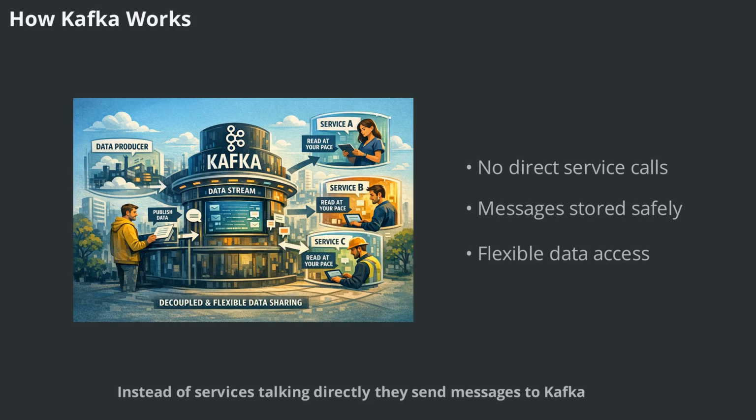Instead of services talking directly, they send messages to Kafka. Kafka stores these messages safely, and other services can pick them up whenever they need. This decouples the services, so they don't have to wait for each other or worry about who's on the other end. It's like having a shared mailbox where everyone can drop off and pick up information at their own pace, making the system more flexible and resilient.